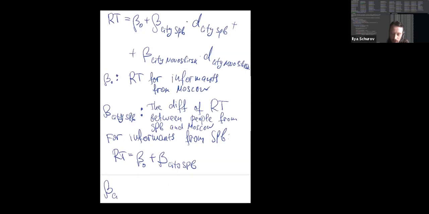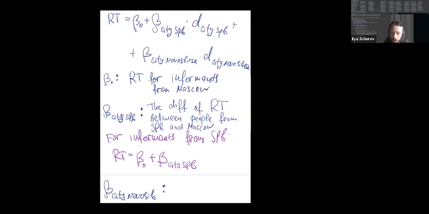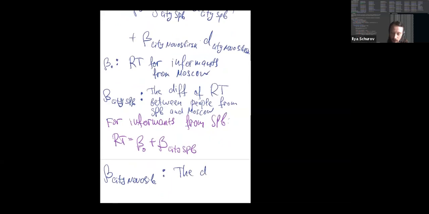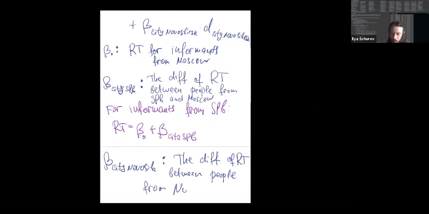And now, what is beta city Novosibirsk? How can we interpret this variable? So this will be reaction time equals beta naught plus beta city for Novosibirsk. Yes, the corresponding equation like this. And what is the interpretation of this variable now? This is the difference between what and what? It is the difference of reaction time between people from Novosibirsk and Moscow. Yes, exactly.